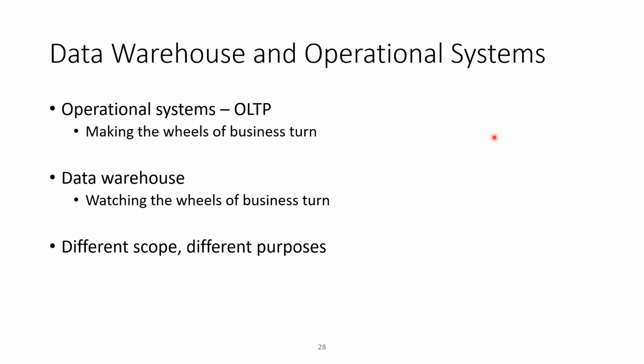Okay, so these operational systems make the wheels of the business turn. What does that mean? Wheels of the business turn means that they run the business. They help in running the business. Like a cashier at a shop. If the cashier system does not work, you cannot run the shop because people will not be able to buy things. So that is online transaction processing, because you are making transactions every time a person comes.